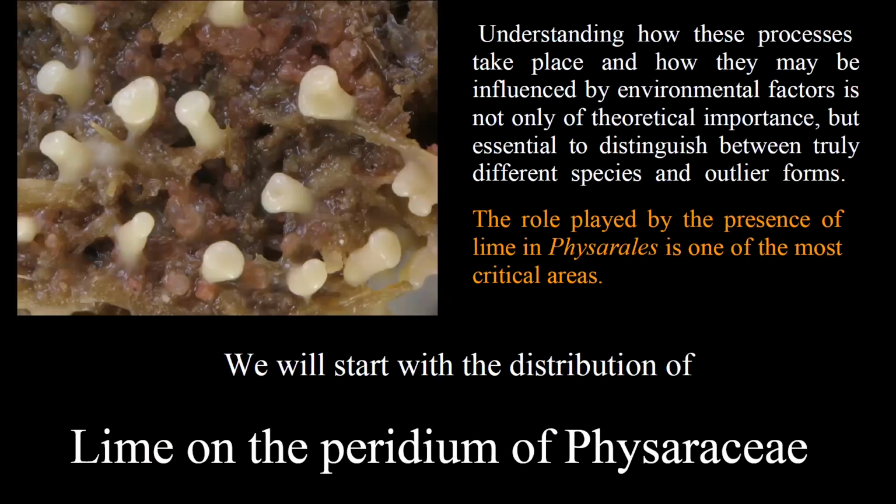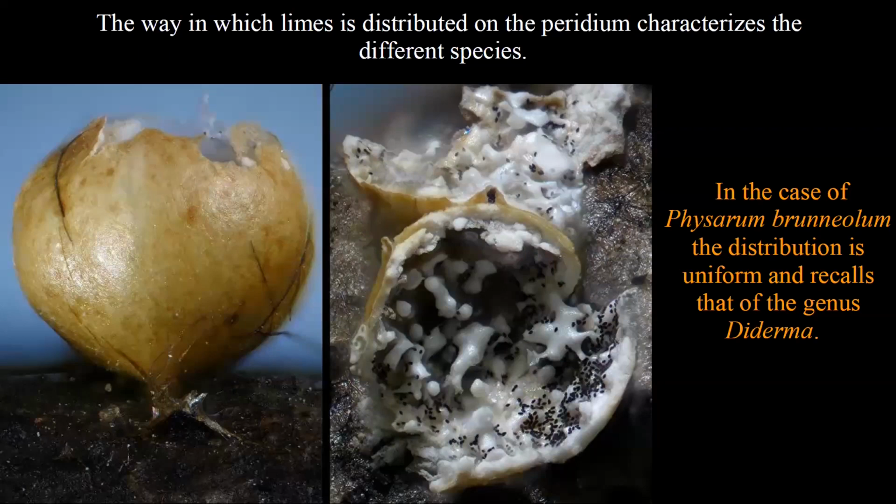Understanding how these processes take place and how they may be influenced by environmental factors is not only of theoretical importance, but essential to distinguish between truly different species and outlier forms. The role played by the presence of lime in the Physarales is one of the most critical areas. We will start with the distribution of lime on the peridium of Physarales. The way in which lime is distributed on the peridium characterizes the different species.